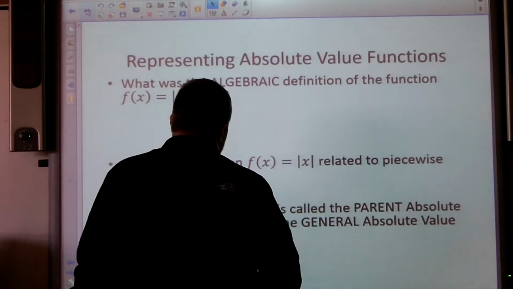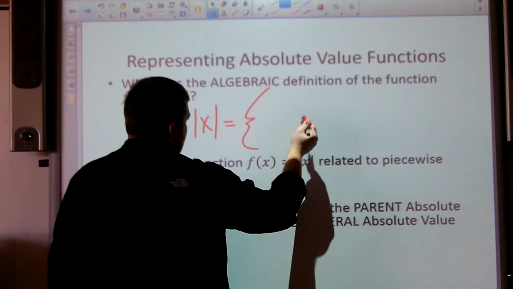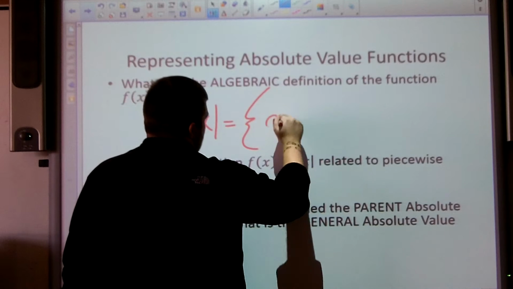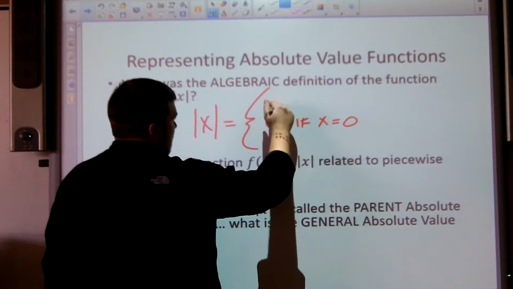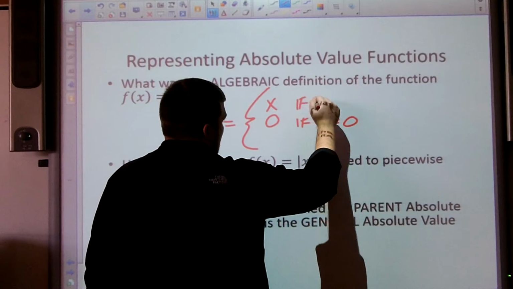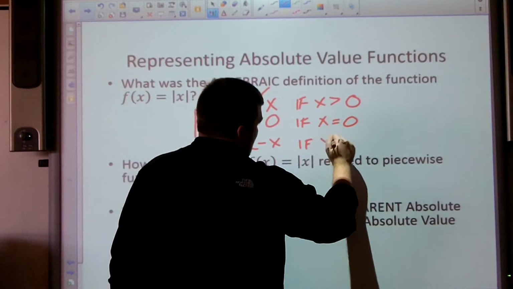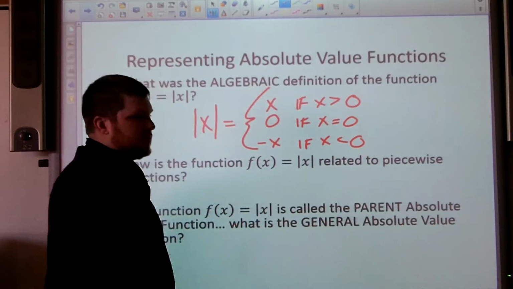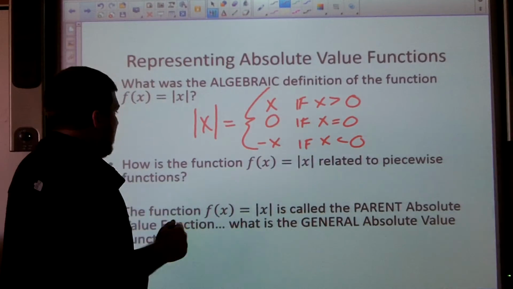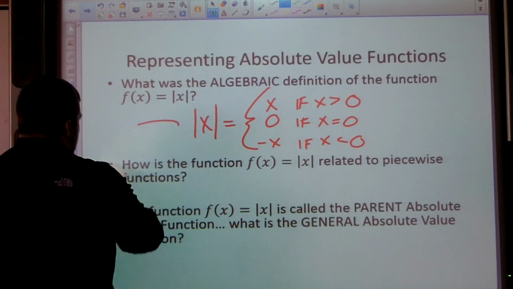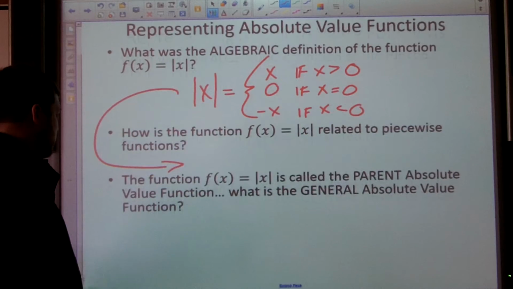Now that we know what a piecewise function is, we know the absolute value of x is equal to 0 if x is equal to 0, equal to x if x is greater than 0, and equal to negative x if x is less than 0. Okay, you've seen that before, and that's a piecewise function. We have restrictions in the domain, and we do certain things. Now, how is the function related to piecewise? Well, that's what we just did. The definition is a piecewise function.